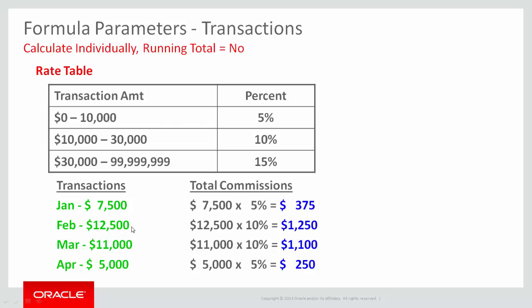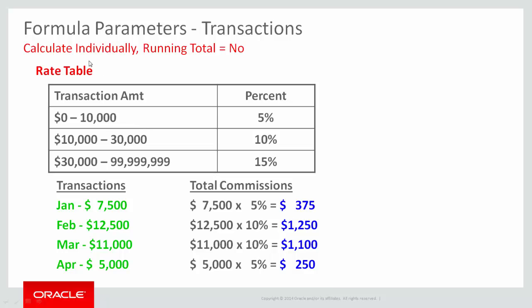Let's say February rolls around. The transaction is $12,500. I go to the rate table and see that's in the second tier, which is paid out at a rate of 10%. So it's $12,500 times 10%, which is $1,250. The same for March with $11,000: I see it's in the tier at 10%, and I'm paid out $1,100. And then the fourth, of $5,000, takes me to the first tier, and it yields a result of $250, because $5,000 times 5% is $250.